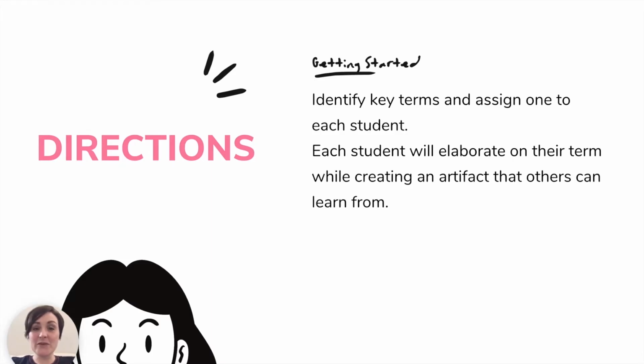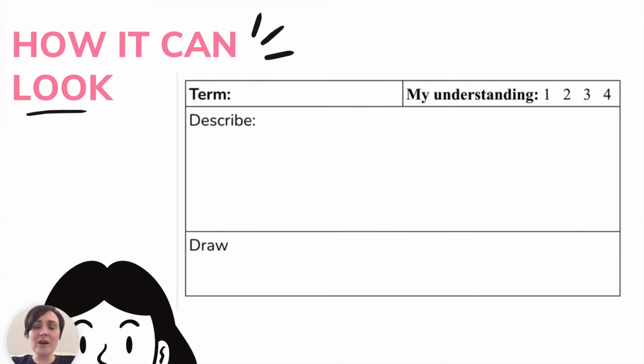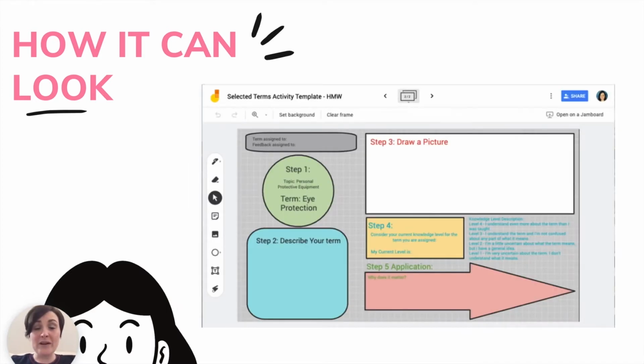First, we'd like to show you some examples of the student directions to help you get an idea of how this activity works. Teachers begin by identifying which key terms they want students to focus on, and they assign one to each student. You also can choose to have students work in small groups. The goal is to have students elaborate on their term and create an artifact that others will learn from. It can look a variety of different ways, whether it's handwritten, done via text, Google Docs, or even Jamboard. There's a lot of different ways that this strategy can be implemented.